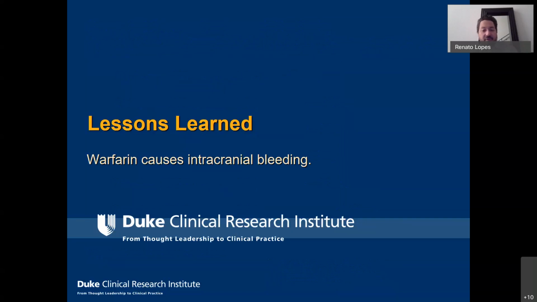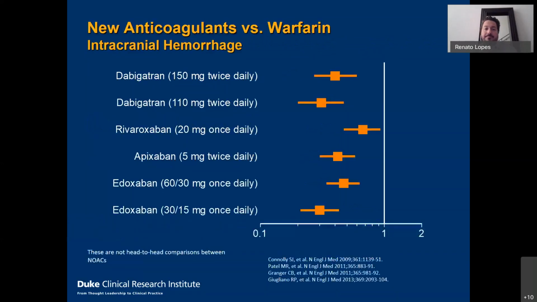Then, of course, when we saw these results, we said, okay, that's great. These drugs are at least as good. 2 of them were even better. They're safe. What happens with intracranial hemorrhage, which is the feared complication? Well, the good news is that all of these drugs, in greater or lesser degree, were superior to warfarin in preventing or reducing intracranial hemorrhage. So really, really impressive, because now we are as good as warfarin to prevent stroke, sometimes better, but even better for intracranial hemorrhage, which is a major advantage.